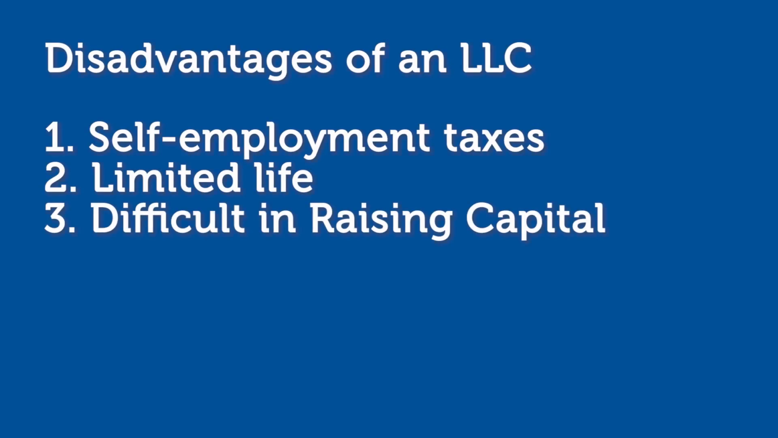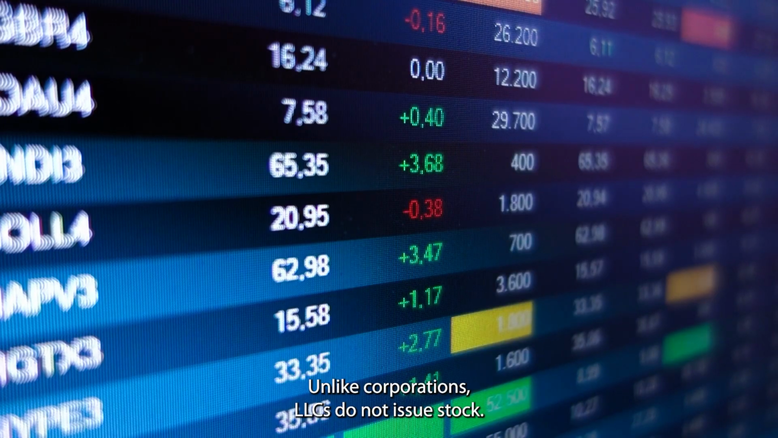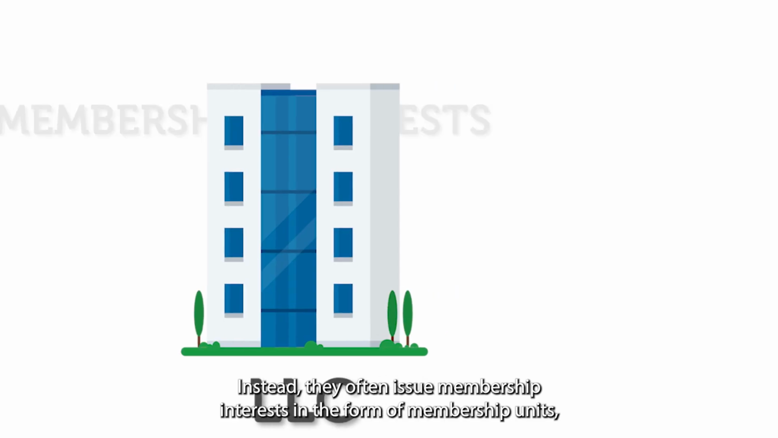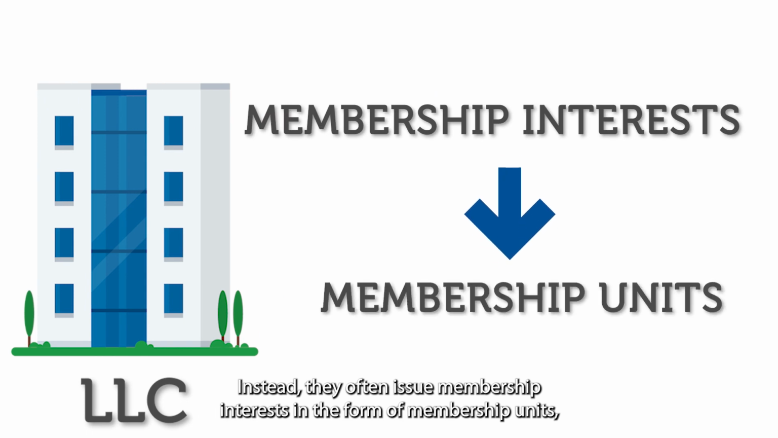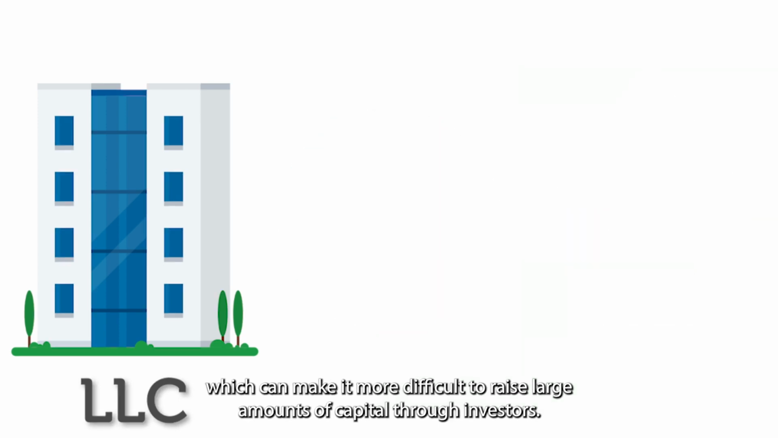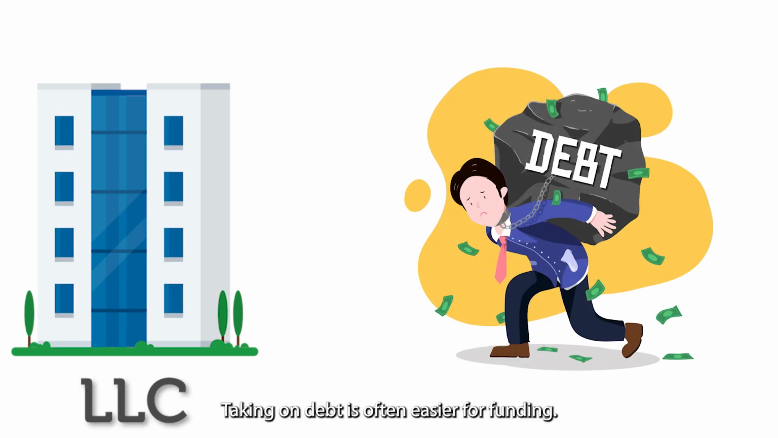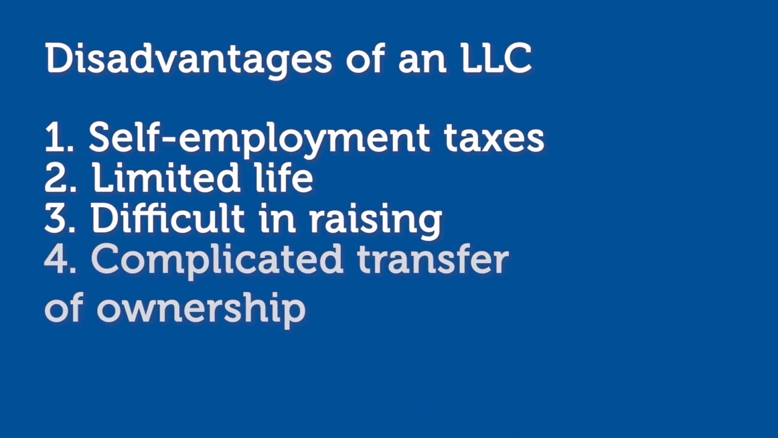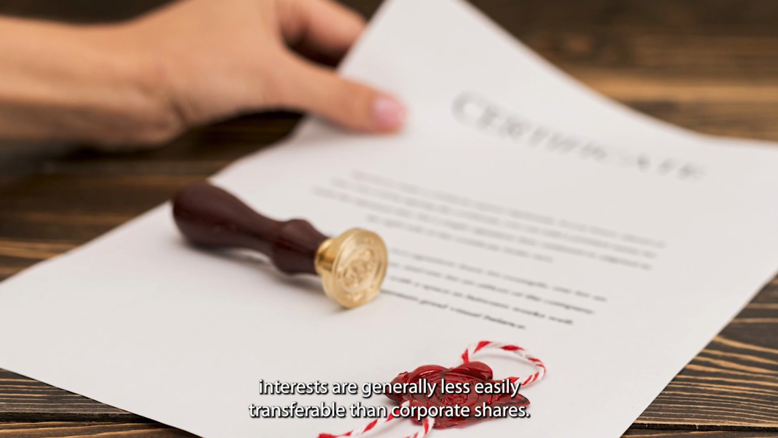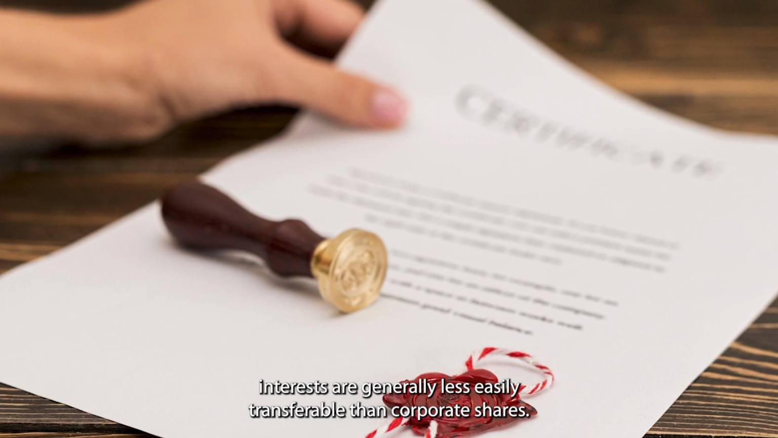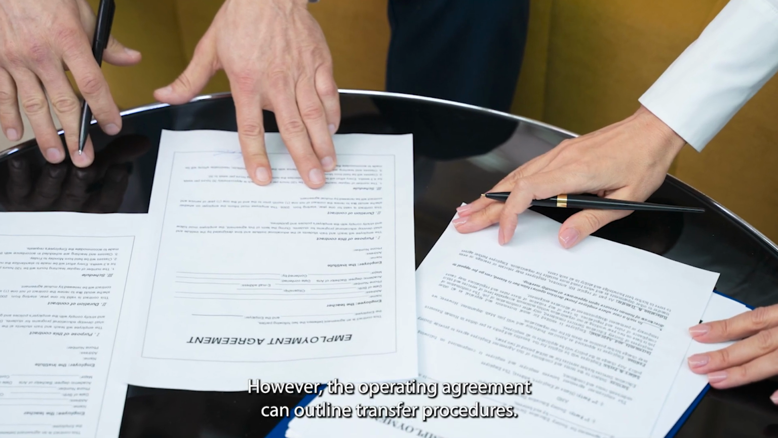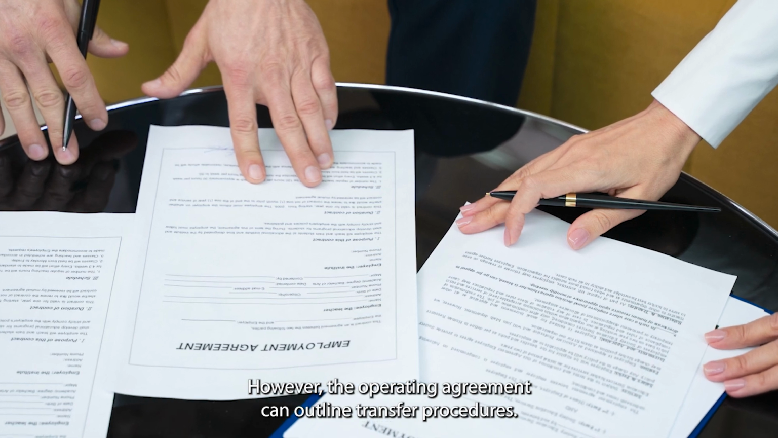Difficulty in raising capital. Unlike corporations, LLCs do not issue stock. Instead, they often issue membership interests in the form of membership units, which can make it more difficult to raise large amounts of capital through investors. Taking on debt is often easier for funding. Complicated transfer of ownership. LLC membership interests are generally less easily transferable than corporate shares. However, the operating agreement can outline transfer procedures.